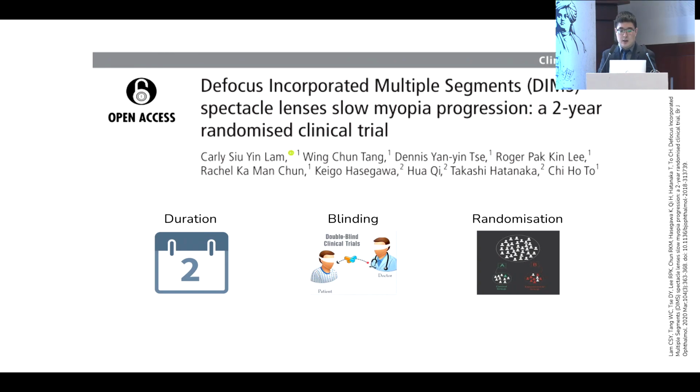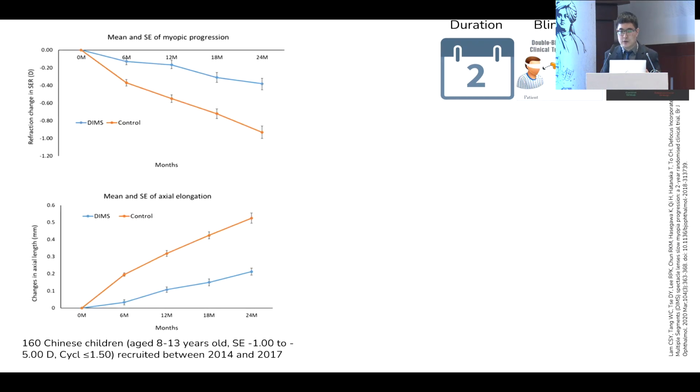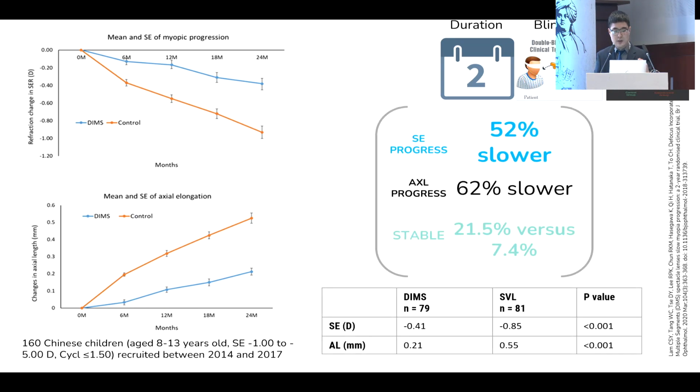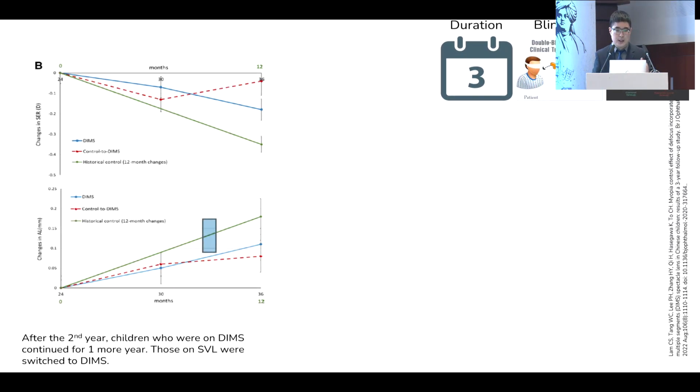So this is the 2-year double-blinded randomized study that first came out to justify the use of the DIMS technology. As you can see, there's a significant reduction against the control for those patients on the DIMS over 24 months. Overall, what they achieved is a 52% slowing of the spherical equivalent progression, as well as 62% slowing of the axial length progression. And overall, in terms of stability, against the control, it was a threefold increase in terms of stability.